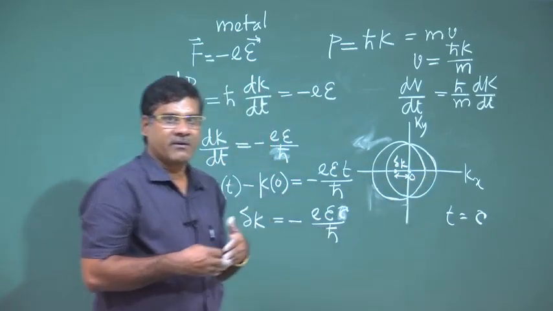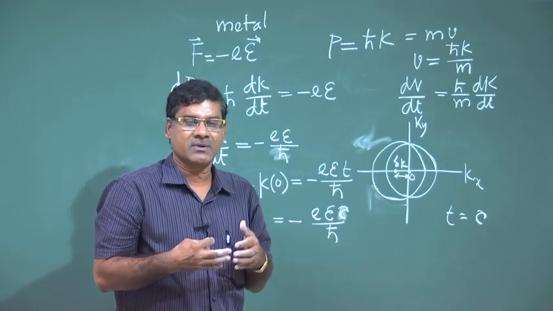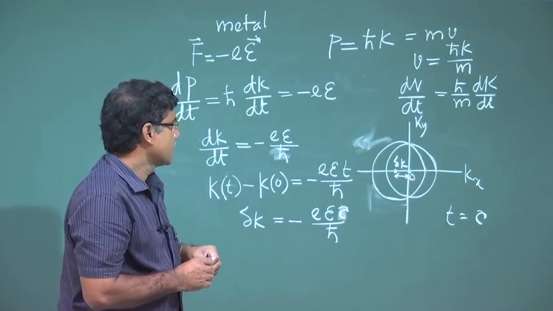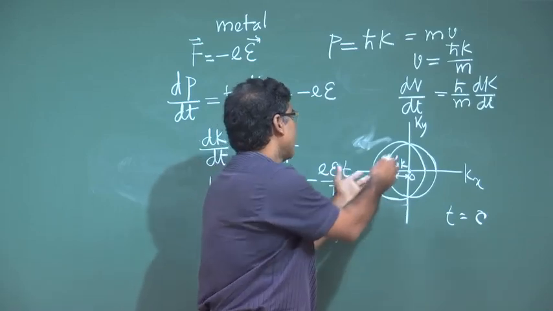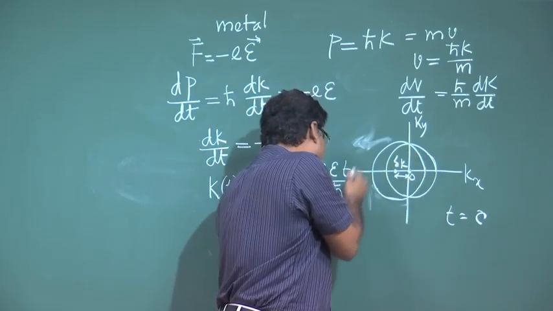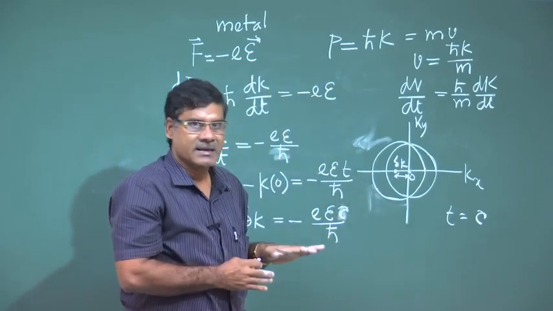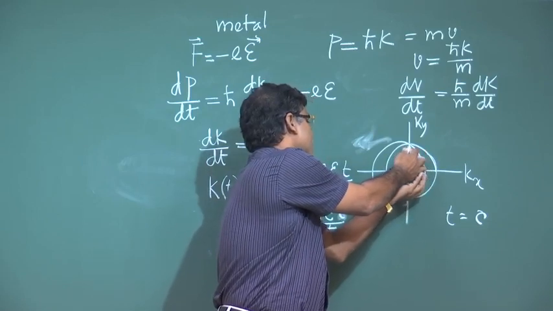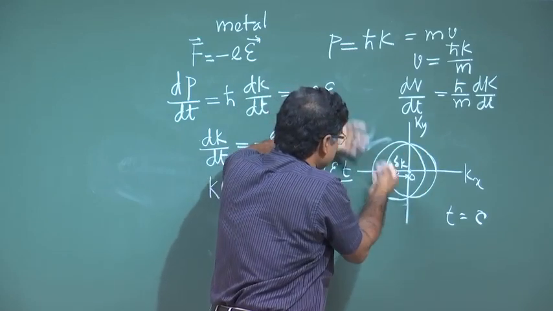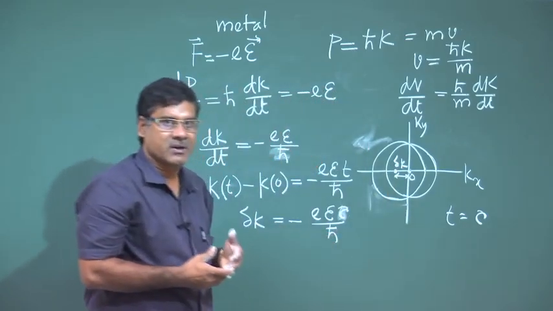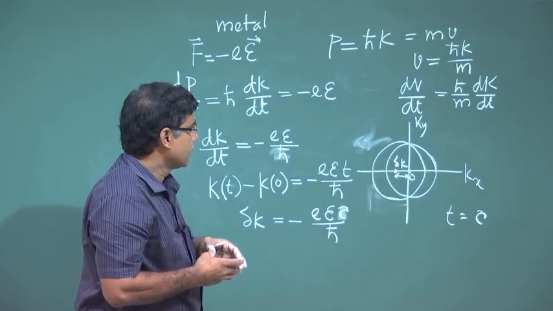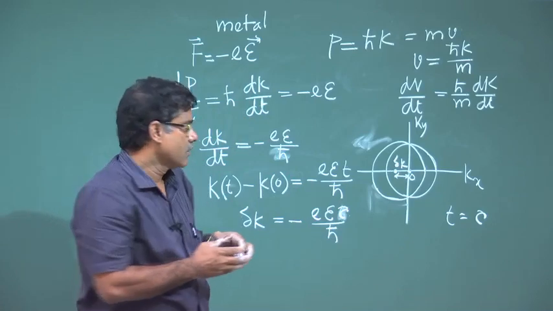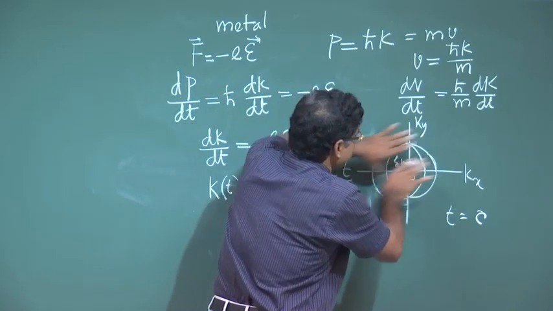Due to the collision, I will discuss the source of collision. If electric field is there, in that case what will happen? It is moving under the electric field, and because of this collision or friction, basically scattering of the conduction electron, it will try to take it to the other side.